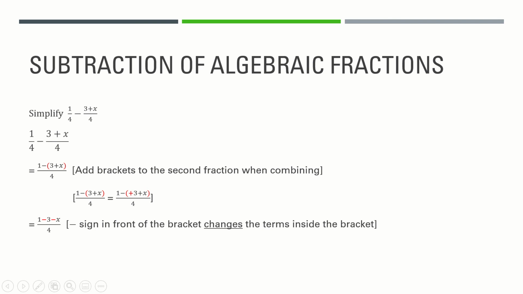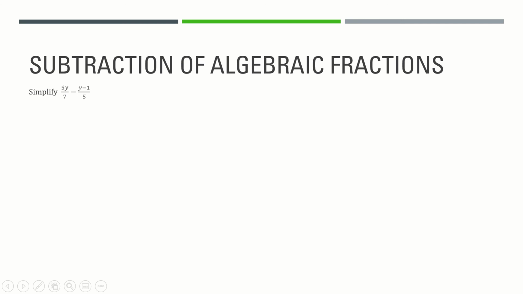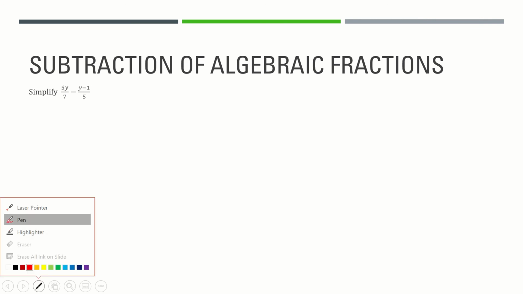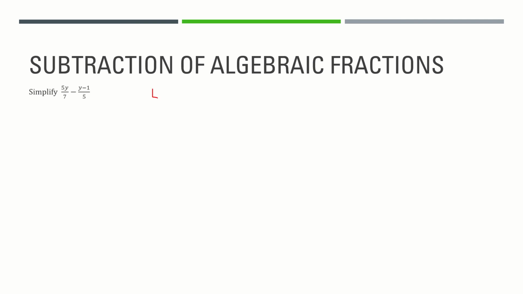And now you can just simplify the like terms together. 1 minus 3, doing some mental calculation, or you can use calculators, you will get negative 2. So minus 2 and minus x. And then you're done. Let's try another one. We have 5y over 7 minus y minus 1 over 5. Check, do they have the same denominators? No. So we need to make them the same first. The lowest common multiple between 7 and 5 will be 35.